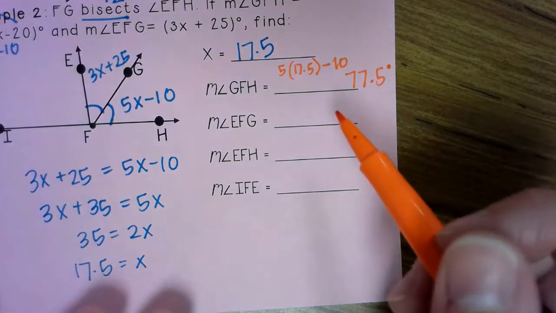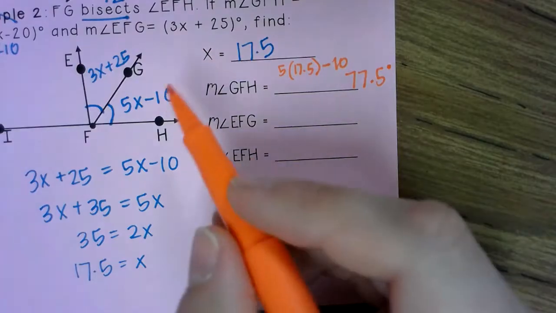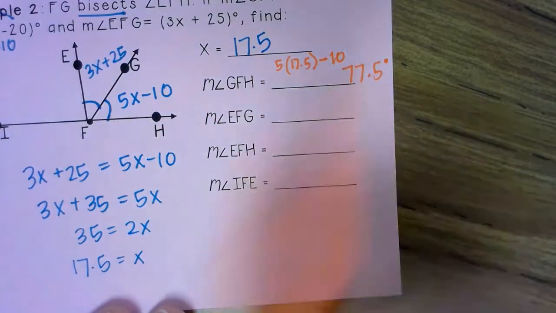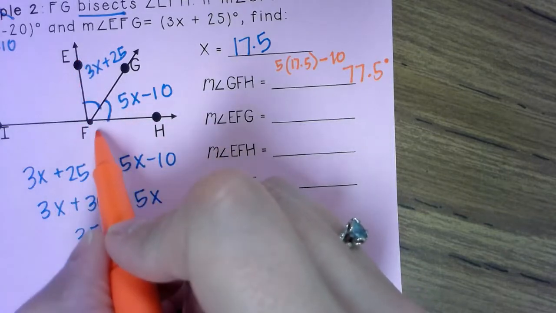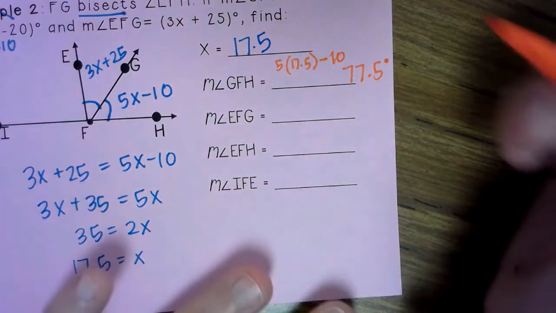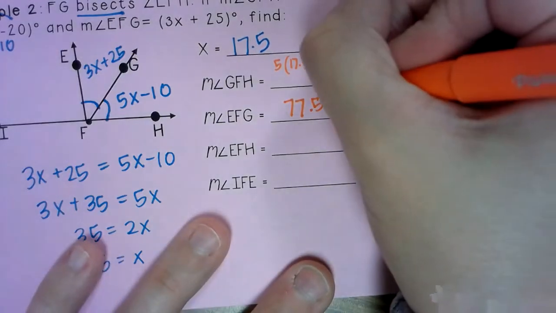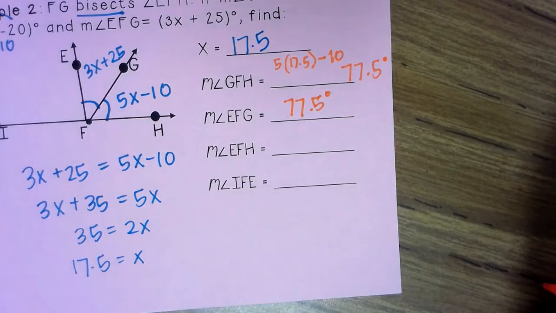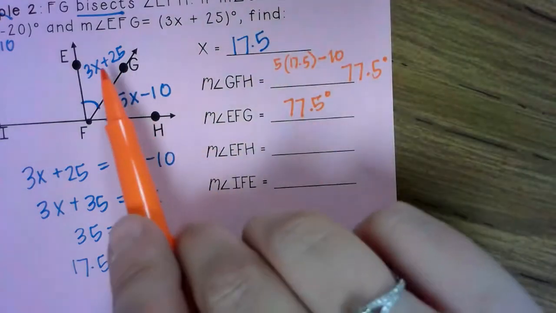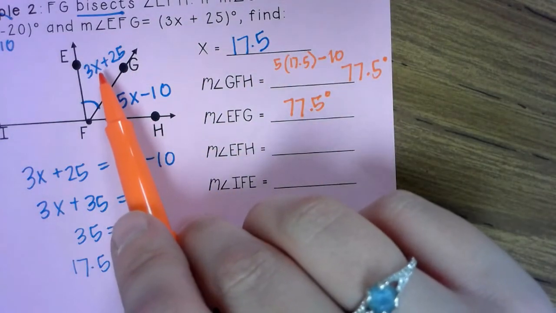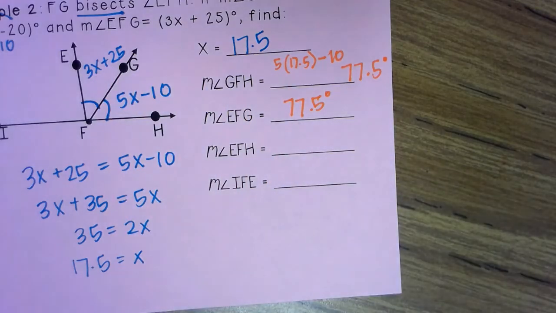Okay, so then we also need to do EFG. Let's think logically for a second. If GFH is 77.5 degrees, can I also assume then that EFG is 77.5? Absolutely. Okay, I know those are the same because it's been bisected. You can check it if you want to. You could plug 17.5 in for this x, and you would definitely get 77.5.